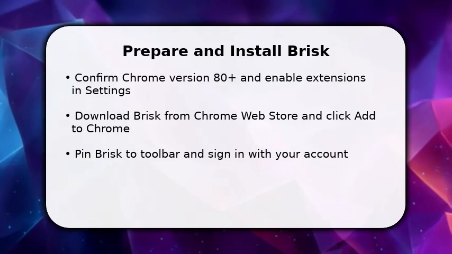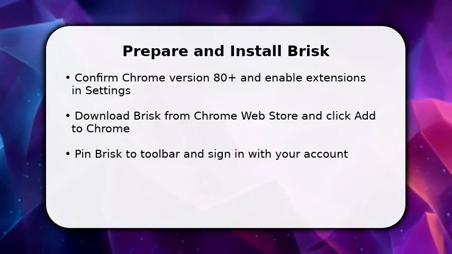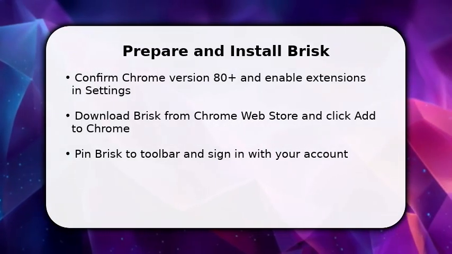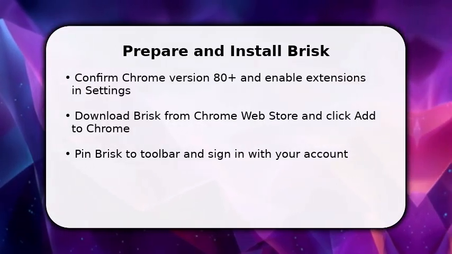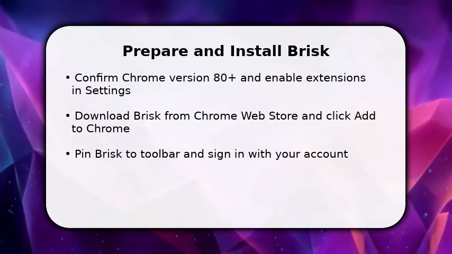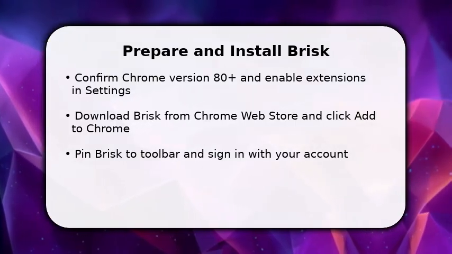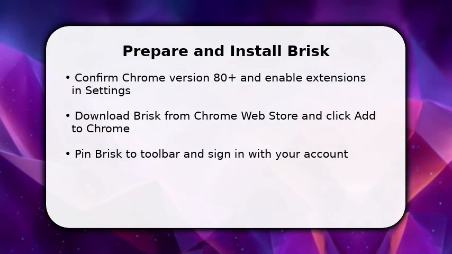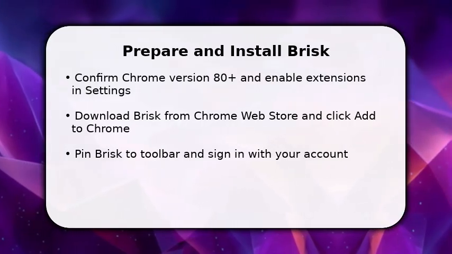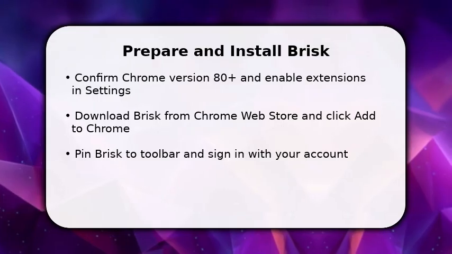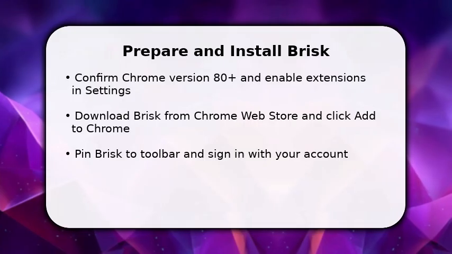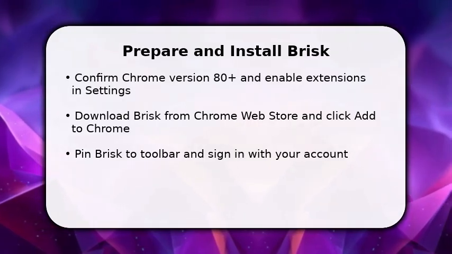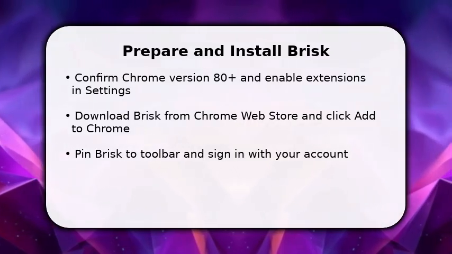Enjoy the video. You start by confirming Chrome is up to date and that extensions are allowed. This avoids permission errors. Next, open the Chrome Web Store, search Brisk, and click Add to Chrome so the extension installs. Once added, pin Brisk to the toolbar and sign in. Doing this makes the tool immediately accessible. Make sure to grant requested permissions because Brisk needs them to interact with pages. After that, you're ready for the first in-extension configuration steps.